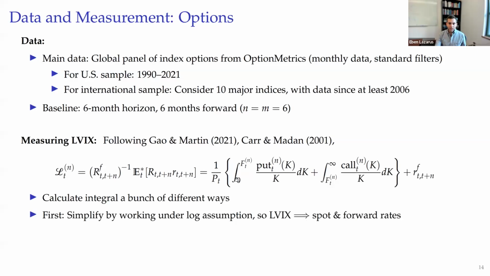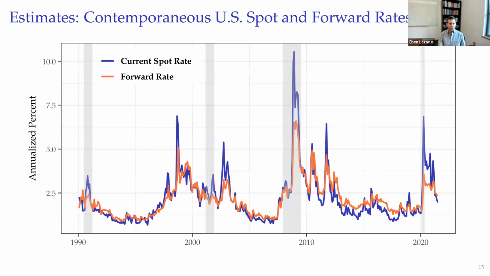And there is going to be a question as to where we truncate this integral when calculating things. We have a bunch of different ways of truncating, of interpolating, and again, we find the same results for forecast errors in all cases. Right, so we're going to start just by measuring this ELVIX and asking, how does the spot rate and forward rate from that ELVIX-based proxy measurement look?